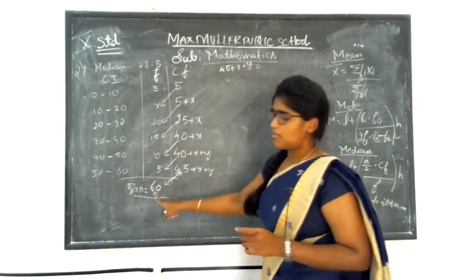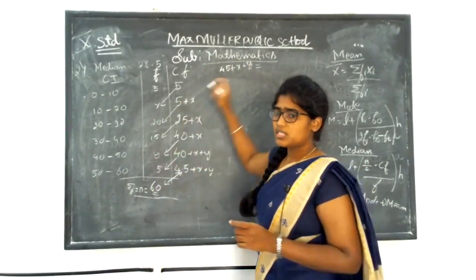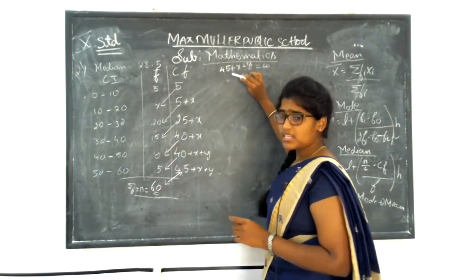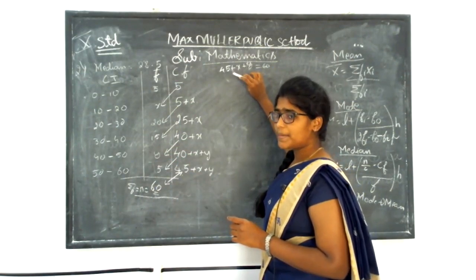It should be equal to what number? It should be equal to 60, correct? Then 45 is a whole number. Let me bring it to this side.